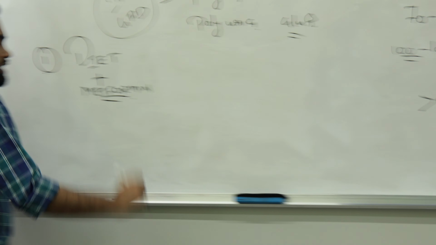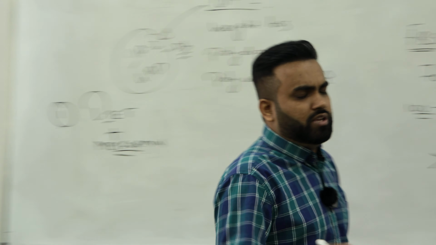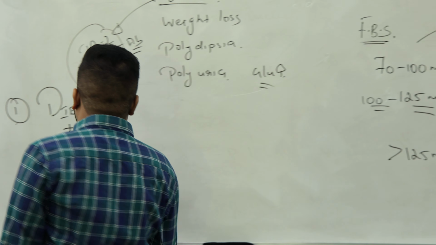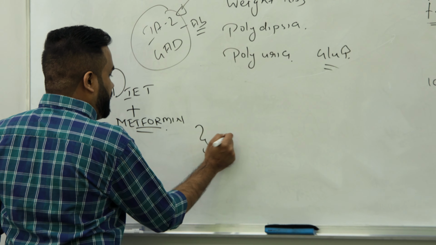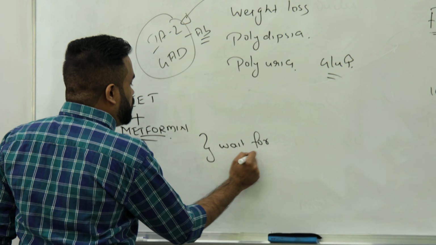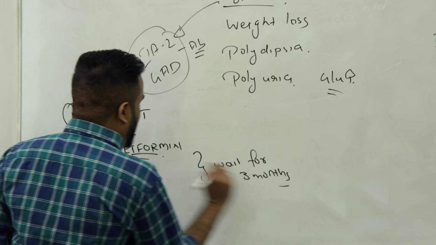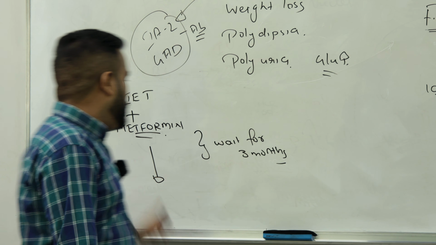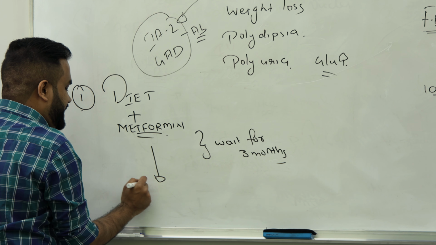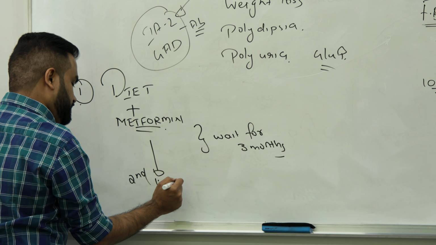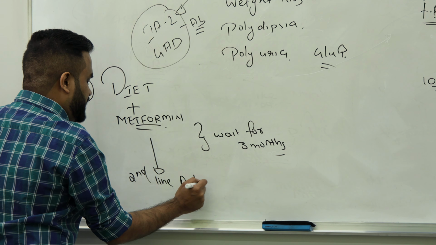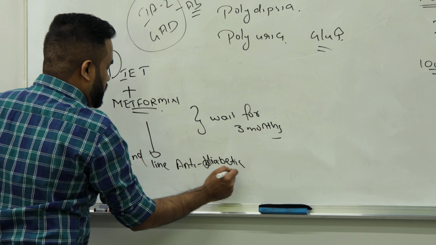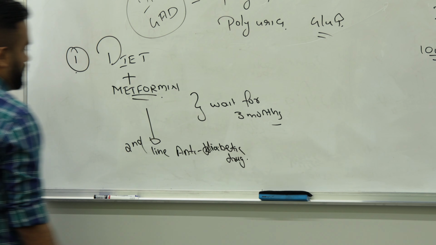Which drug will I be starting? Metformin. We will give 500 mg once a day, OD, and we will check what is happening. Right? We will wait for 3 months. If it's improving, stop the drug, go for diet. If again no change, add a second line anti-diabetic drug, can be glipizide. Any drug you can add. There is nothing like a rule.